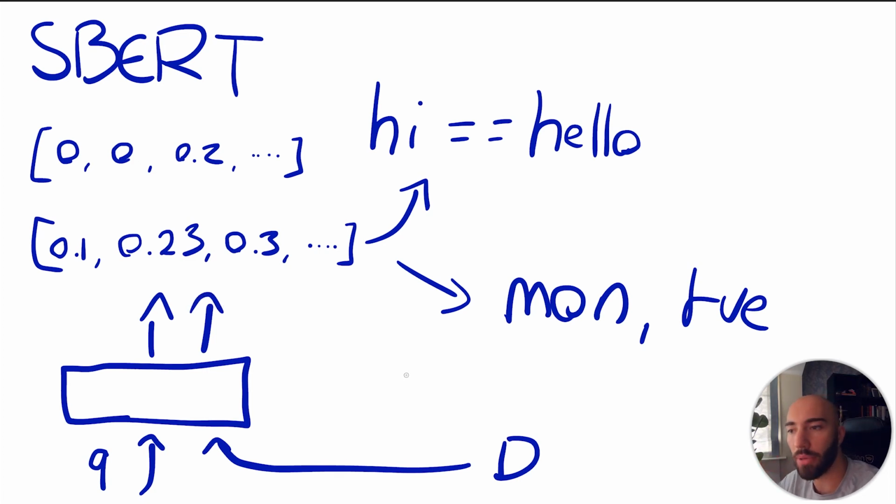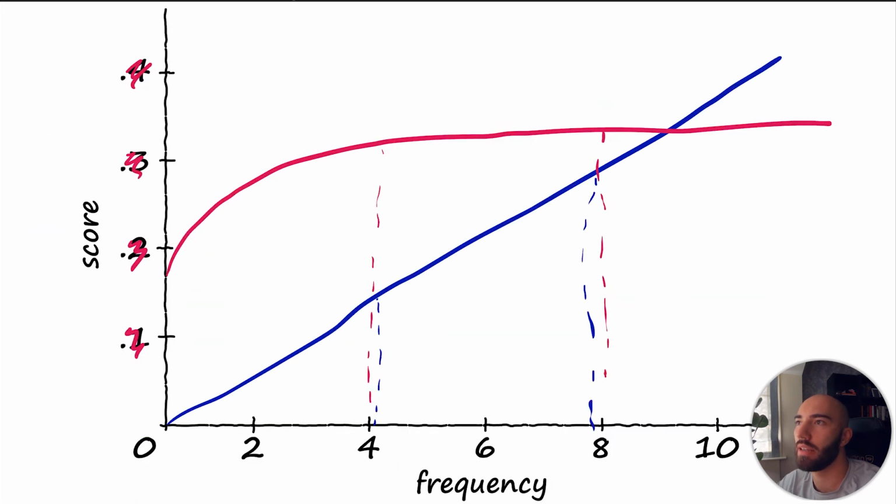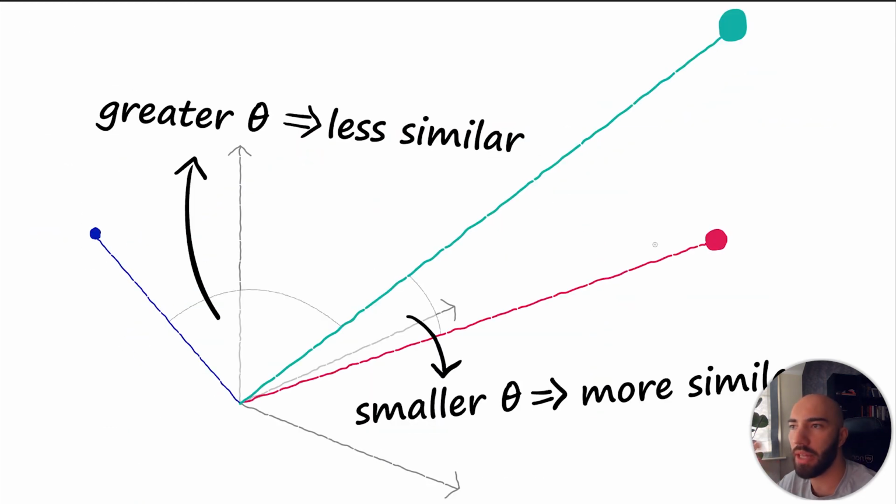Now, once we have both of those dense vectors, so we have, this can be Q, and then we also have D, we use cosine similarity between both of those to calculate how similar they are, so how close to each other they are, the angle between them. And that works pretty much like this.